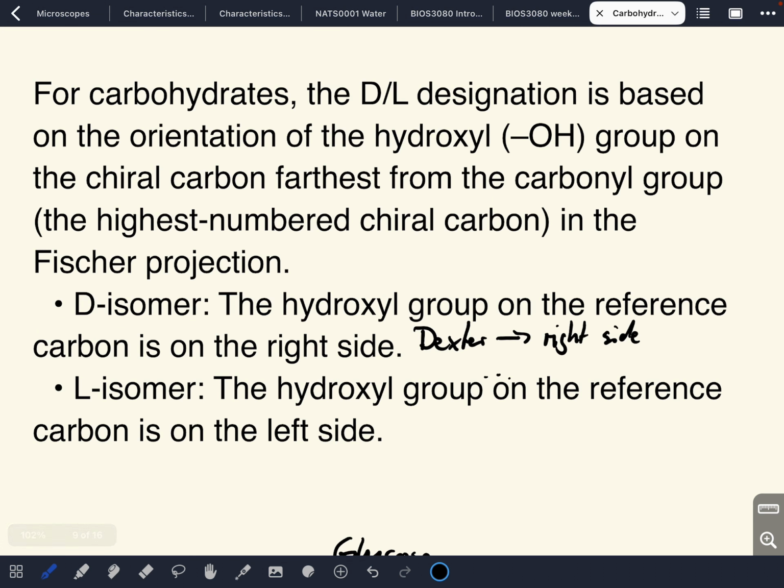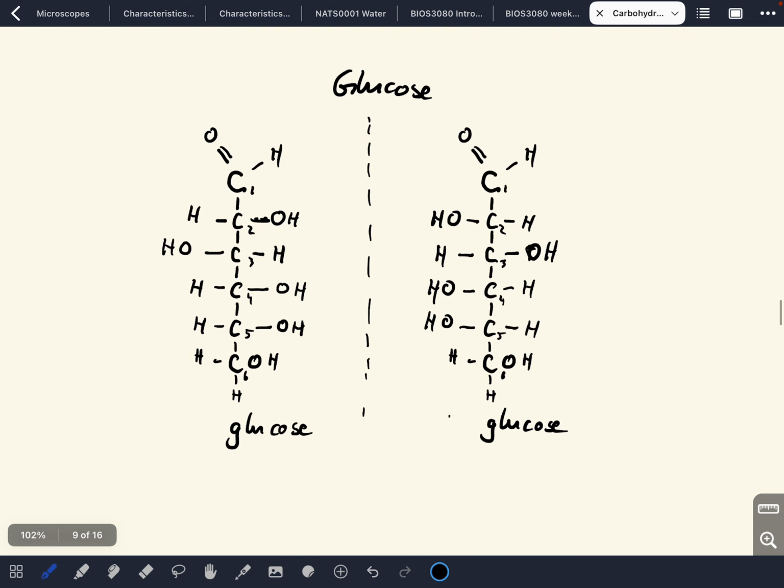And we can have the L isomer. L stands for laevus, which is the left side of the molecule. We can identify whether, for example, a glucose molecule is D or in the L form. So how do we do that? So here we've got our glucose molecule again, and with the mirror image. So here we've got 1, 2, 3, 4, 5, 6.